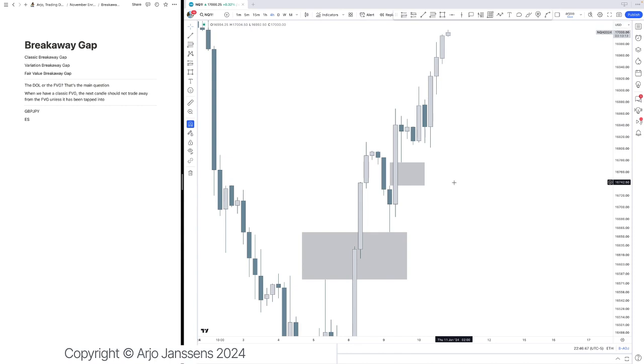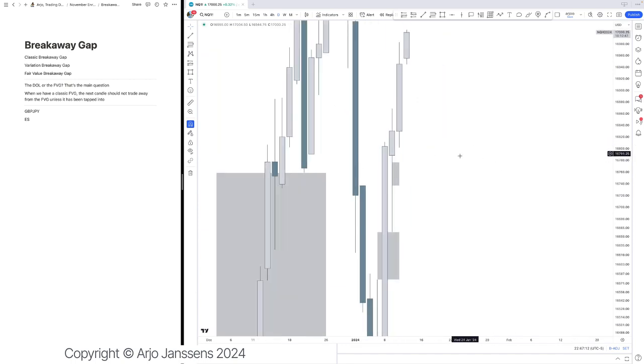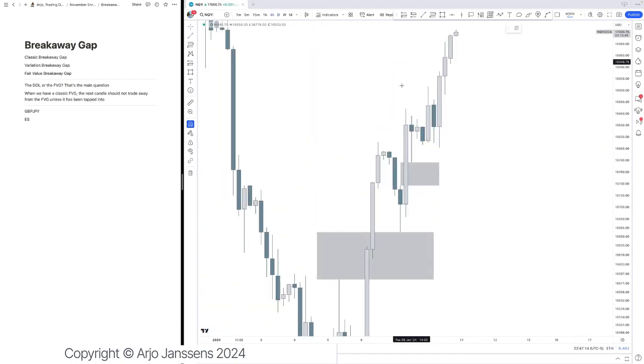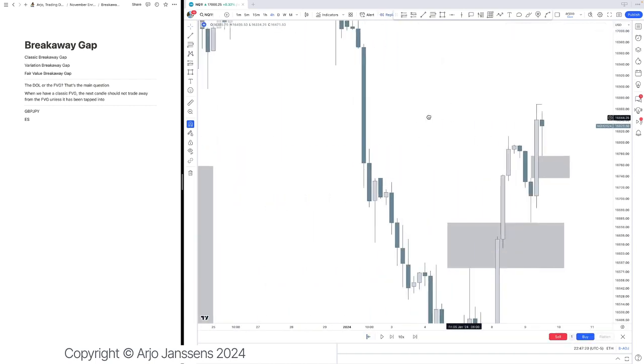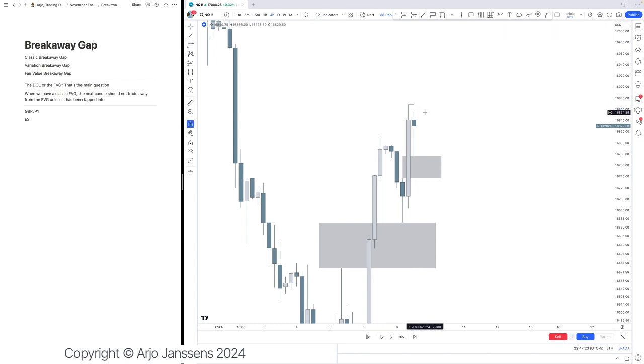So I hope you're still sticking with me. It fits into the advanced enrollment perfectly, right? Because it's quite advanced and it's quite potentially difficult to grasp, and I can fully understand that as well. This was a classic breakaway gap. This is a variation breakaway gap. A variation breakaway gap is a breakaway gap that looks like a fair value gap. So it meets the requirement of closing below the expansion phase candle high, which that one right there does, right? It closes below the expansion phase candle high, but still doesn't trade into the fair value gap.